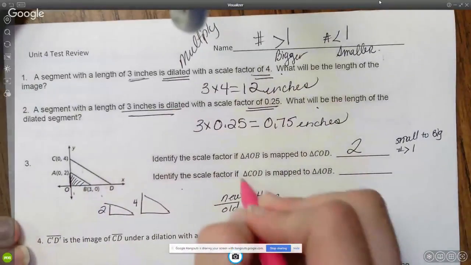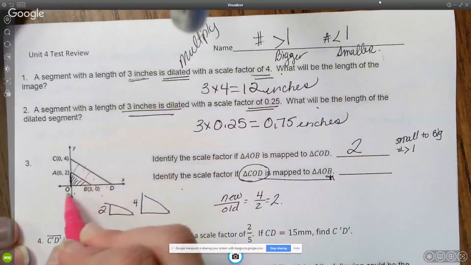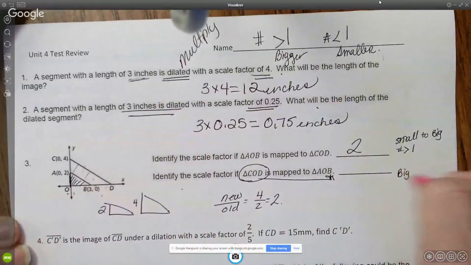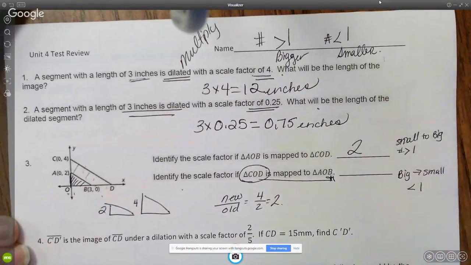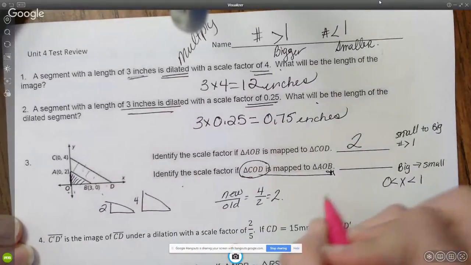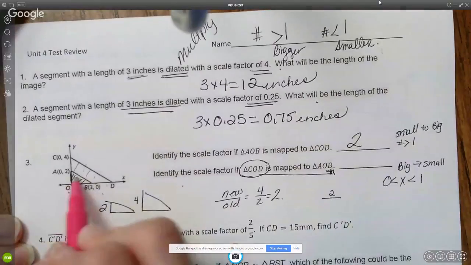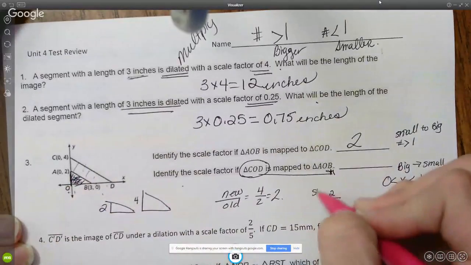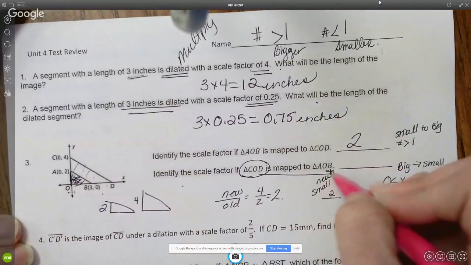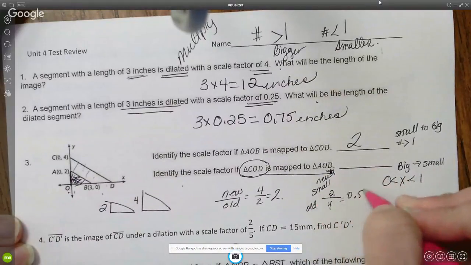In this case, it's saying COD to AOB. So we're going from the big triangle to the smaller one. So if we go from big to small, we know that our number is going to be a number that's less than 1, or technically it's between 0 and 1. So what we'll do is we'll just take our 2, because our new one is the smaller one. So now we'll put our smaller one first, because that's our new, divided by the old one, or the first one, that's 4, and we get 0.5.